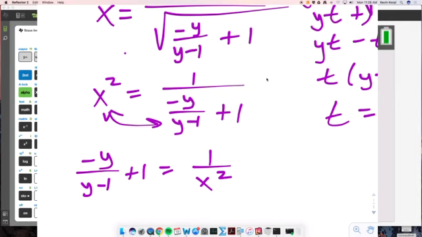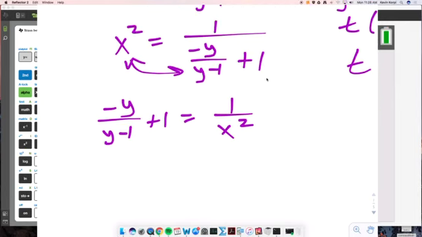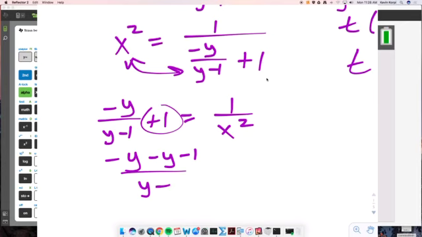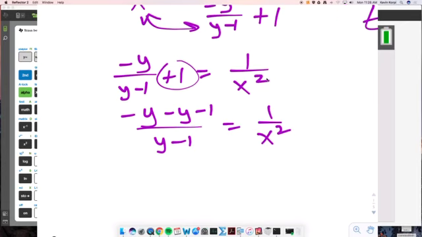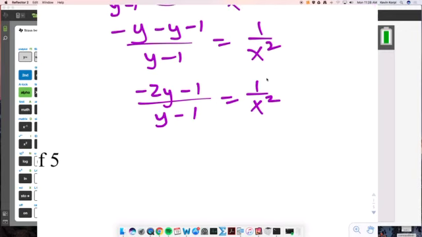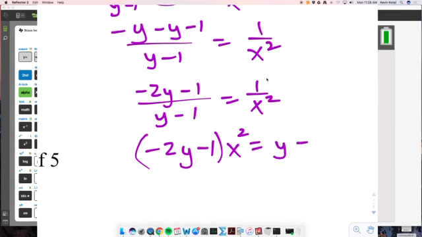This is still kind of gross. So now, let's call 1 y minus 1. So we get -y plus y minus 1 over y minus 1 equals 1 over x squared. And that's -1 over y minus 1. Why did we do it this way? I don't know either, but we're going to keep going with it. Now I'm going to cross multiply. -1 times x squared equals y minus 1.